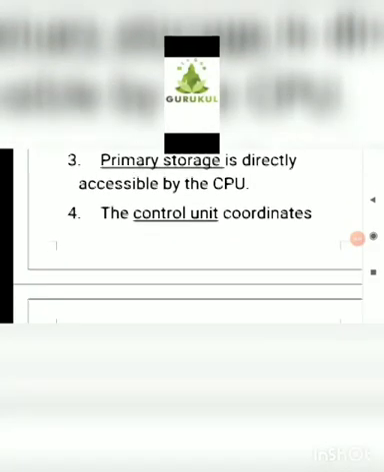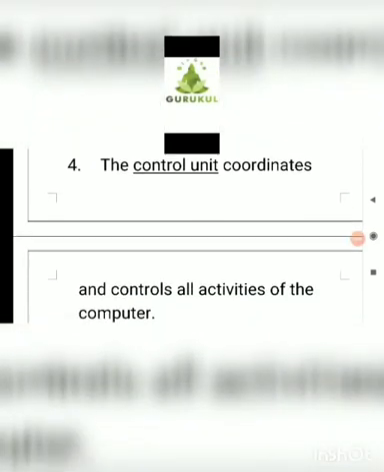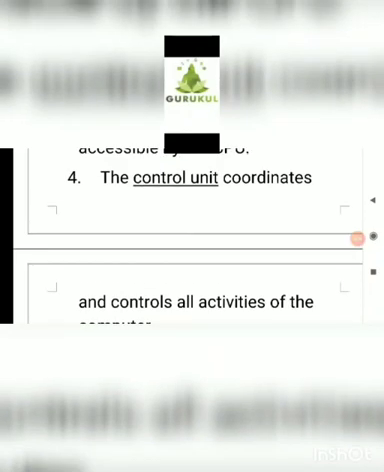Next one is: dash unit coordinates and controls all activities of the computer. Answer is control unit. How? The main purpose of a control unit is to control all the devices connected to the computer system, and whether they are working properly or not is monitored by the control unit.